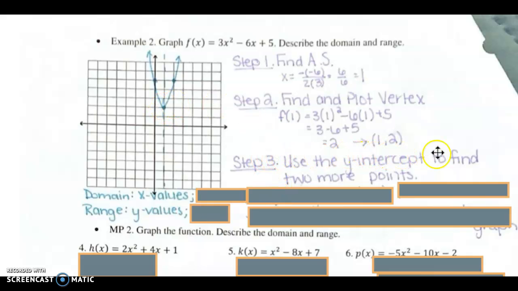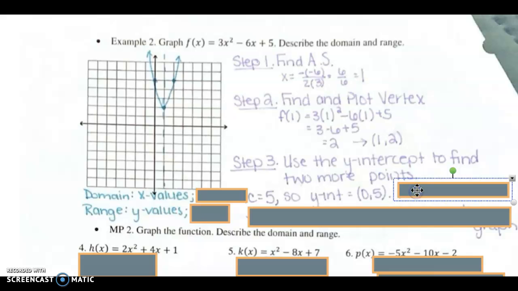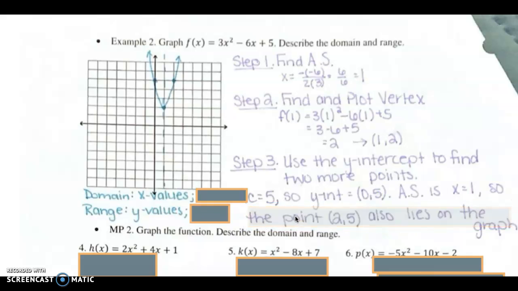Okay, step 3, use the y-intercept to find 2 more points. Remember from the first page we said the y-intercept was c, so our y-intercept is 5. So you put a point here at 5. Oops, I uncovered the wrong thing. So c equals 5, so your y-intercept is at 0, 5. We've plotted that point. Our axis of symmetry is at 1, so if we go over 1 and then go over 1 more, that's going to give us our second point, and it's going to be at 2, 5.